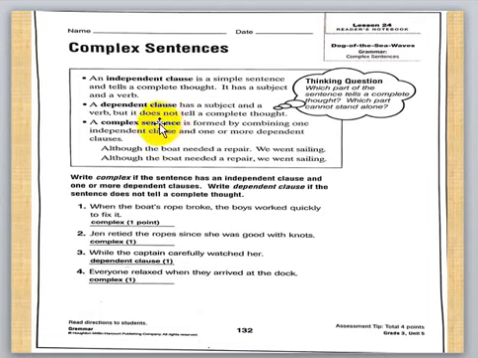It's complex. Why is it complex? Because it has two clauses, like two sentences: a subject and a verb and a complete thought, and a subject and a verb but not a complete thought. These two things together are called a complex sentence. For example, you will understand. Although the boat needed a repair, we went sailing.